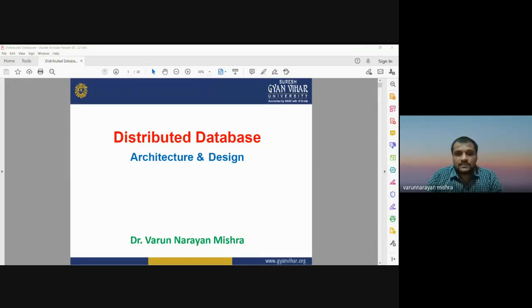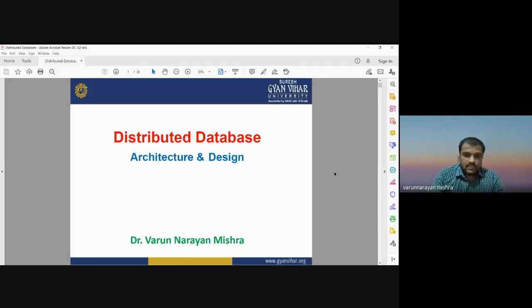Myself, Dr. Varun Mishra. Today, I am going to discuss the architecture and design of distributed database management system. In the previous classes, we have discussed the types of distributed database management system and different functions of distributed database management system. Today, we will see how we can design the distributed database management system and what should be the architecture of such kind of database.